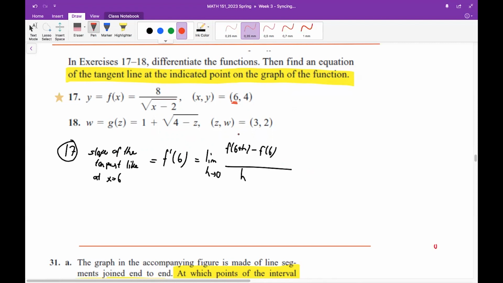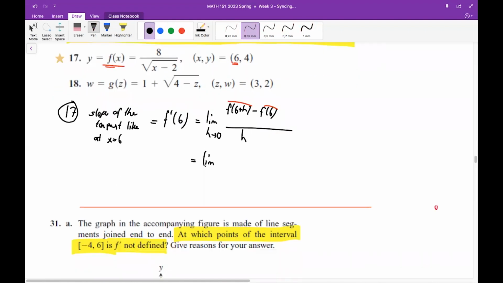Okay, let's write down the images now by using this explicit definition. 8 over square root of x minus 2; instead of x, we will write 6 plus h. So what we need to write there is limit as h goes to 0, 8 over square root of 6 plus h minus 2, minus f(6). What is that? It is 8 over 6 minus 2, right? I am just using the explicit formula given to compute the images like this, divided by h, okay?